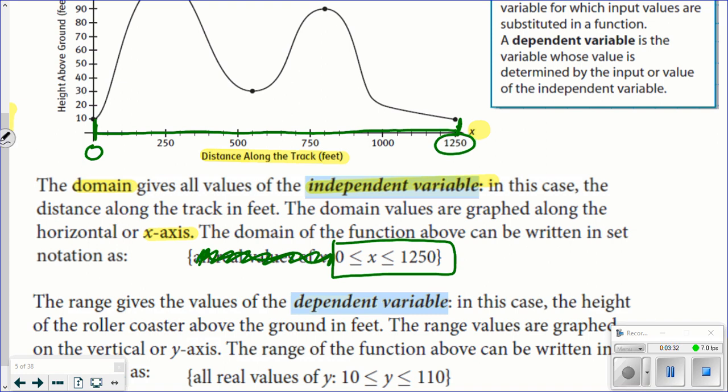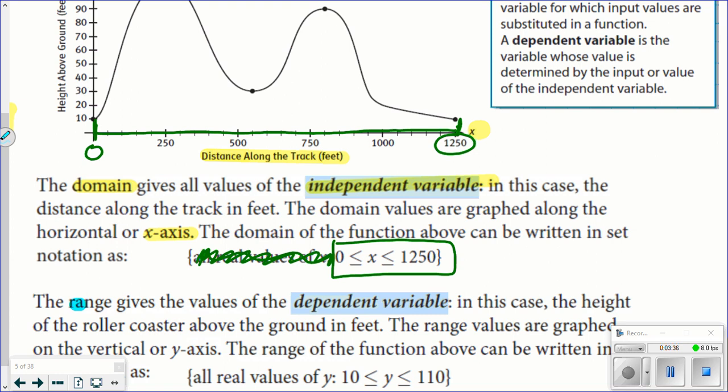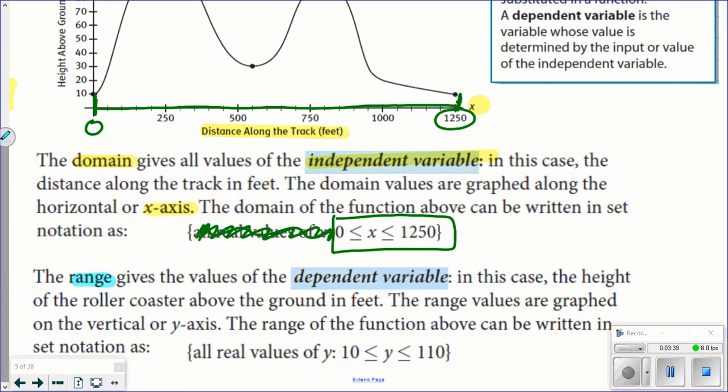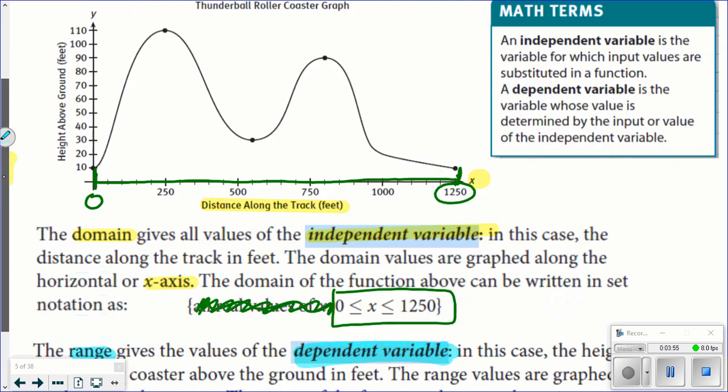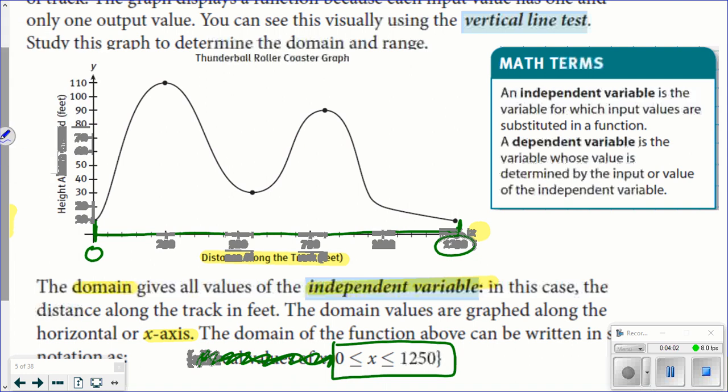So our range now is the opposite. The range is our dependent variable, which is our output or our y-axis. Okay, so we're going to look up and down vertically. So if I go up to my graph here, we're going to look low to high.